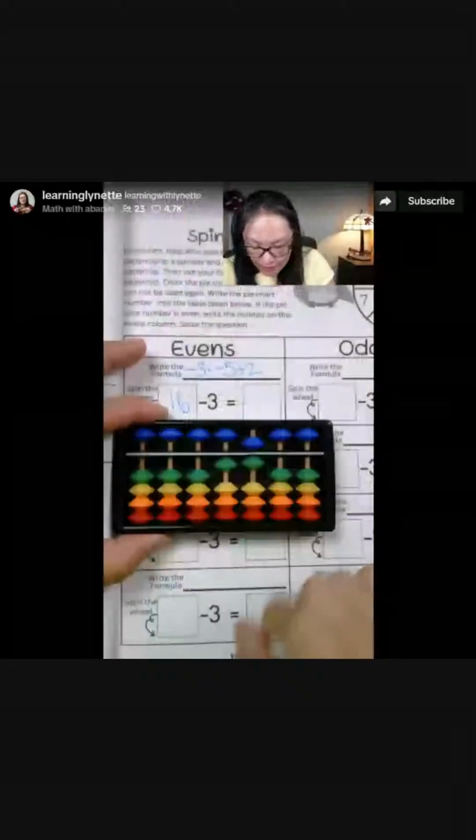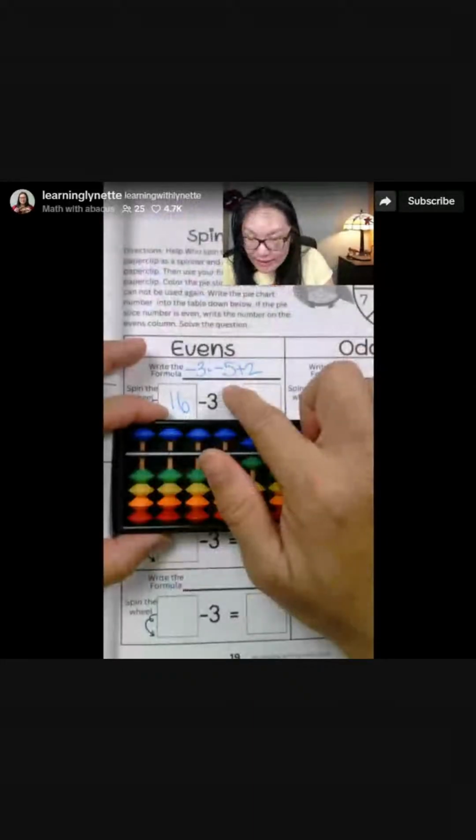So what are we going to do here? We're going to do 16. When we do 16, it's the same thing. We have 1 and 6. We want to take away the 3. Again, we're going to minus the 5 plus the 2. My final answer is 13. Make sense? So we're done, right?